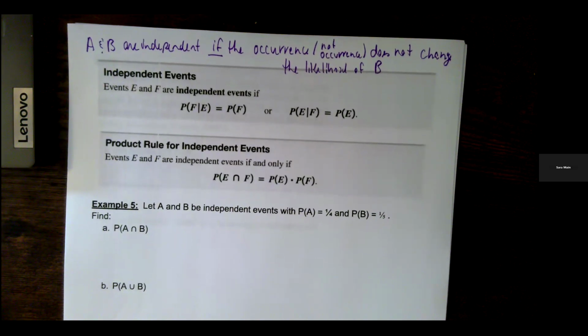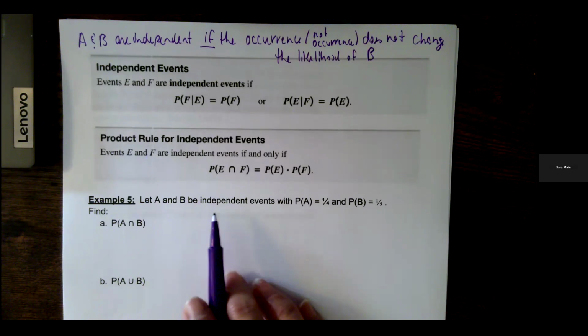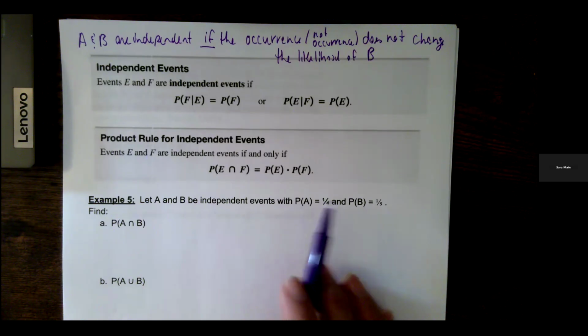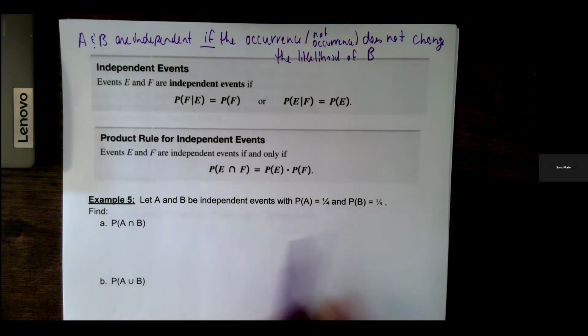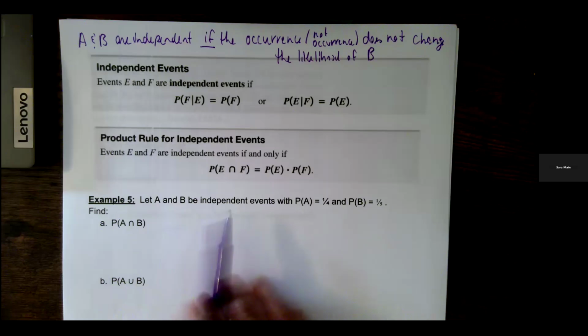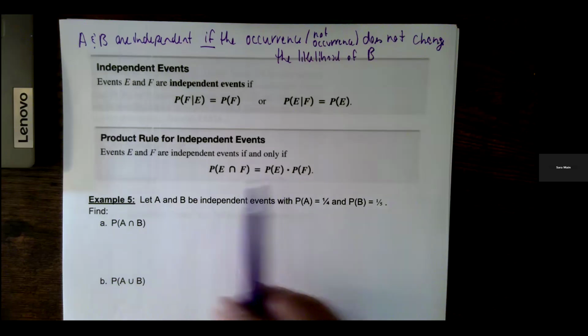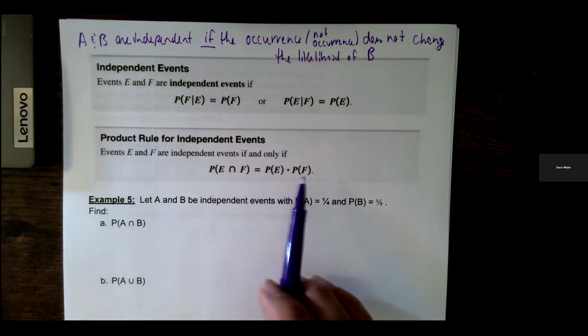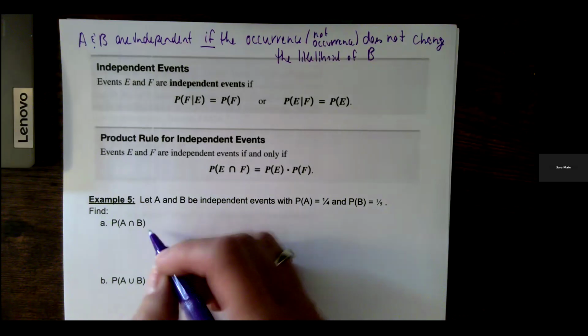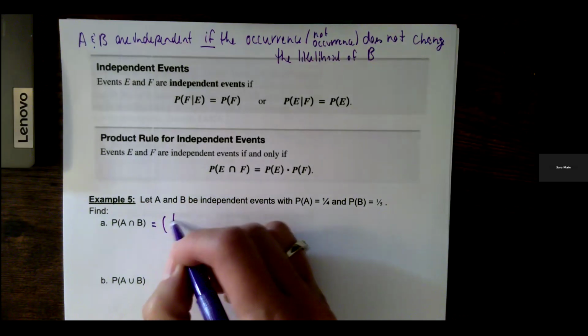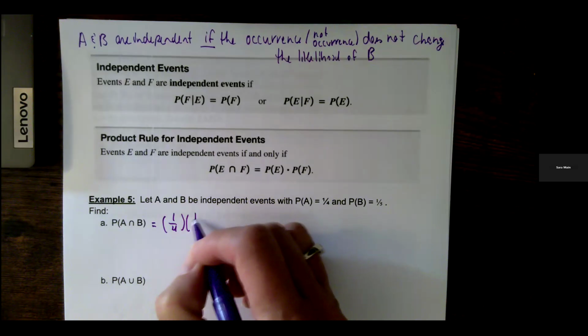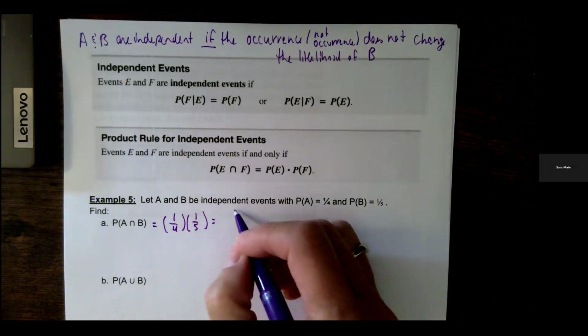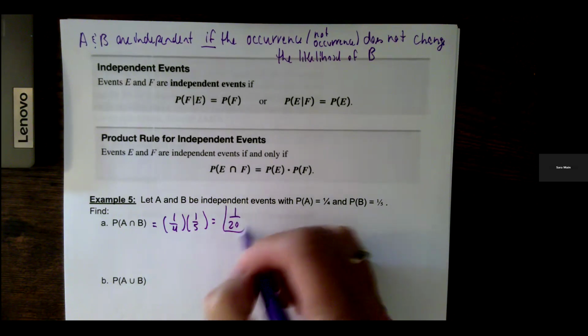So let's look at a few examples. So example 5 says that A and B are independent events with the probability of A is 1/4 and the probability of B is 1/5. What is the intersection? Well, we know they're independent, so we can then calculate their intersection by multiplying them together. And we get 1/20.